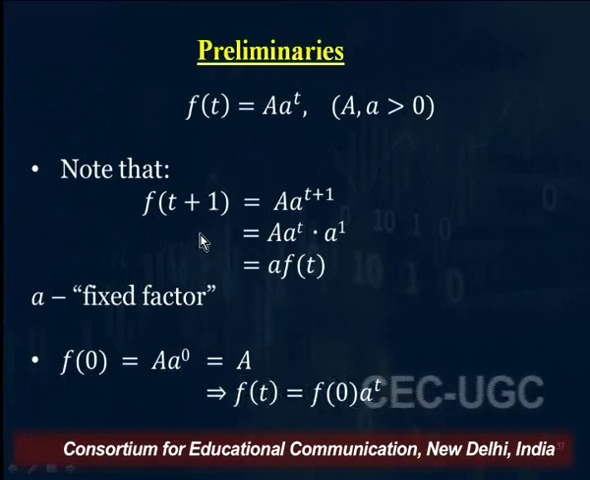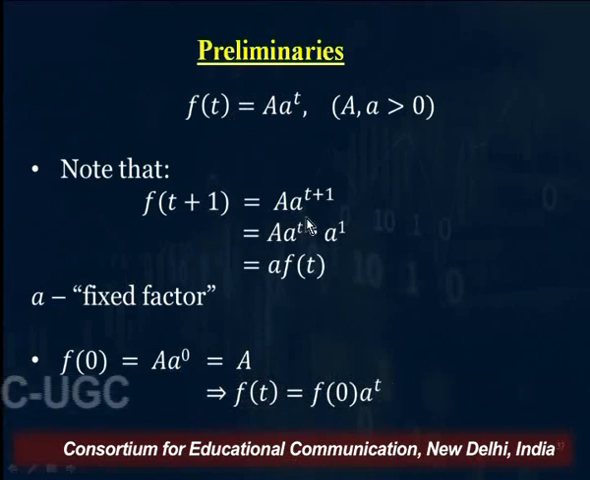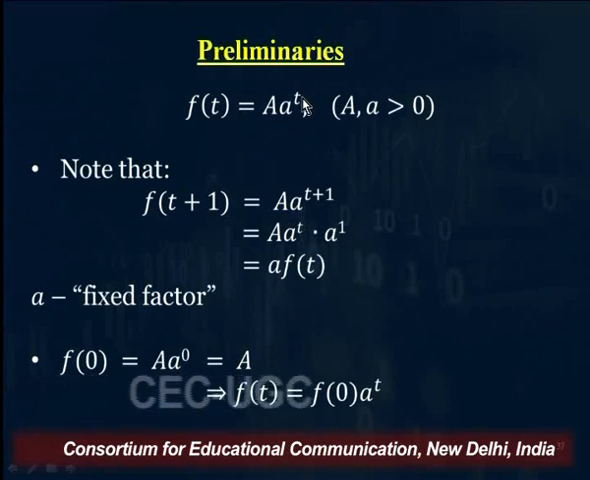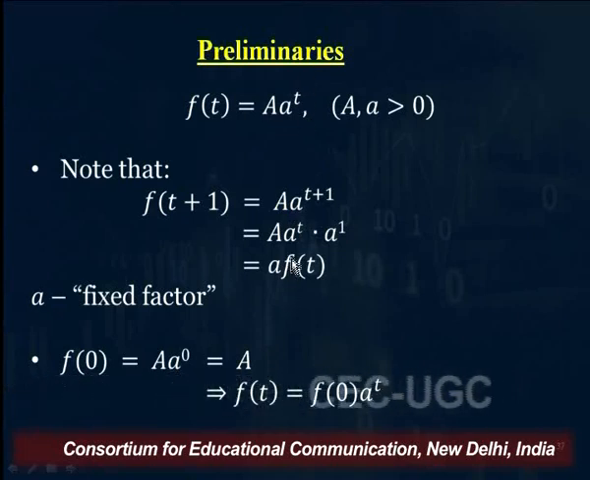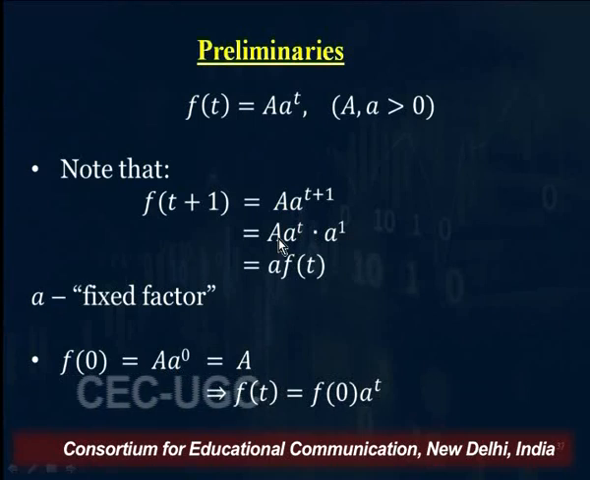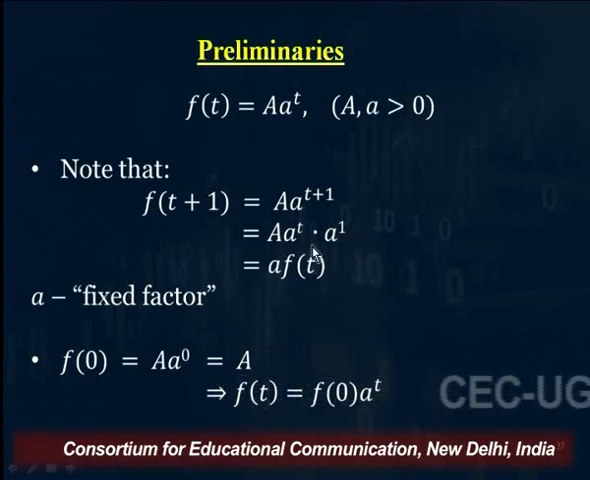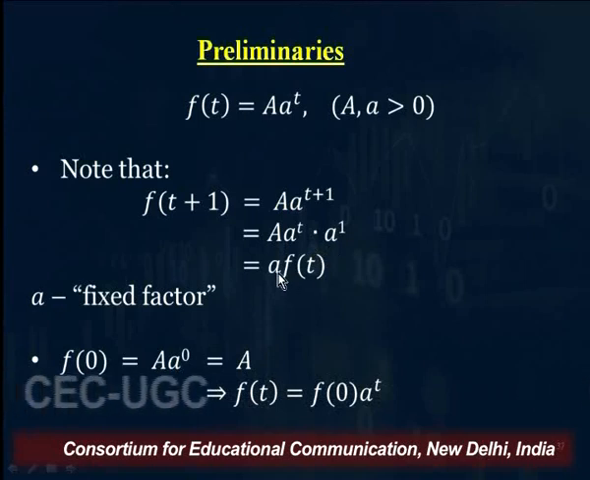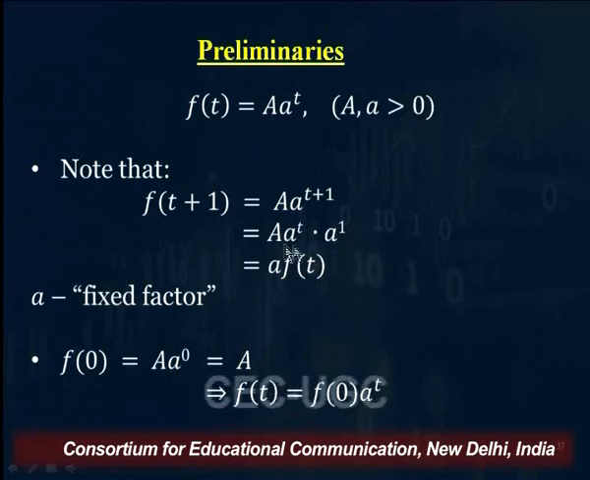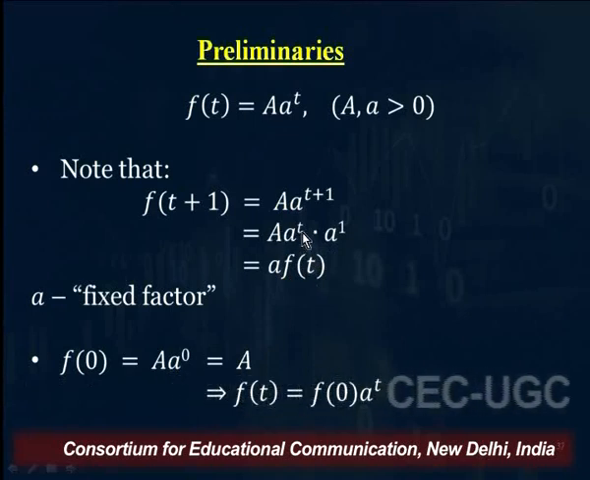So the value of the function at time period t plus 1 here would become capital A times small a to the power t plus 1, right? And that a to the power t plus 1 can be broken up into a to the power t times a to the power 1. So this can be written as capital A times small a to the power t times a, right? And that is nothing but small a times f of t, because this expression here, capital A times small a to the power t, is nothing but your function f of t.